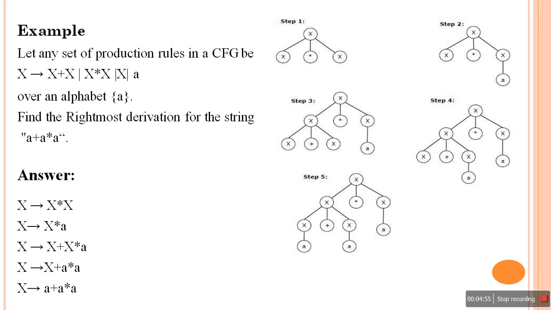Then we will come to step 5. Now only x is remaining. Then x is replaced by terminal node a. So we will see the result. In rightmost derivation also we will get the result a plus a into a.